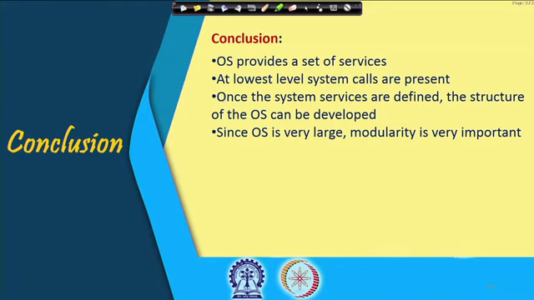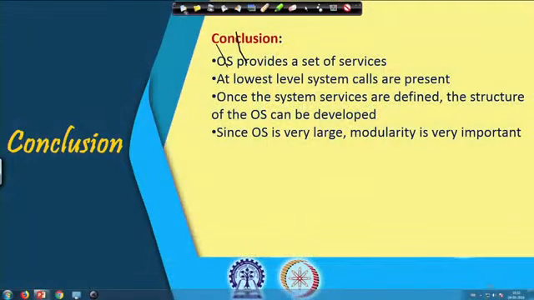To conclude, we can say that the OS provides a set of services. At the lowest level, we have system calls, and once the system services are defined, the structure of the OS can be developed. Since the OS is very large, modularity is very important. So, what we have seen is that at the lowest level we have the hardware.